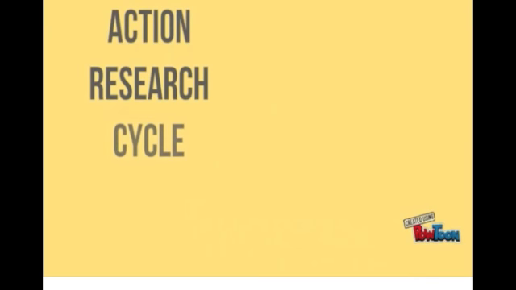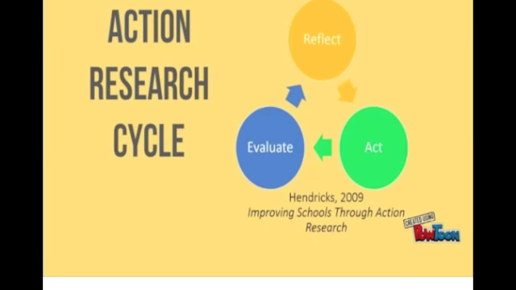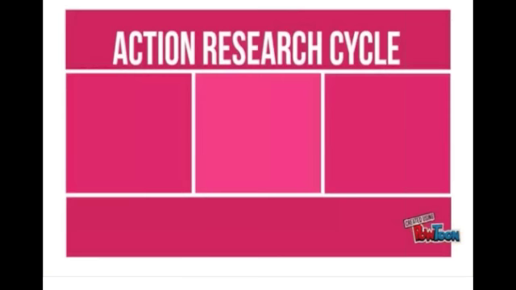Action research is a cyclical process. You'll find many graphical representations out there to reflect this, but I think the cycle is best represented by Hendricks in the book Improving Schools Through Action Research. The cycle consists of 3 stages: reflect, act, evaluate. It begins with teacher reflection. As teachers reflect, they consider their current instructional challenges and define the problem they will focus on.